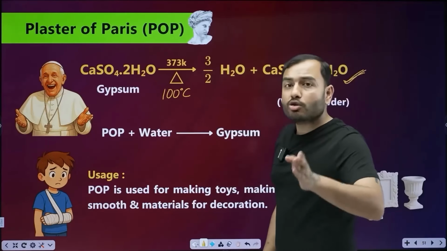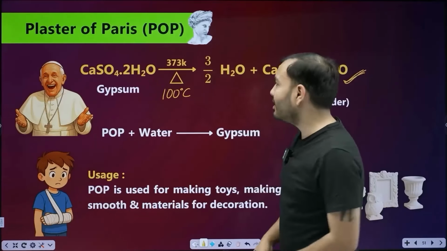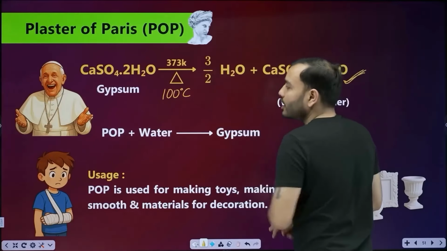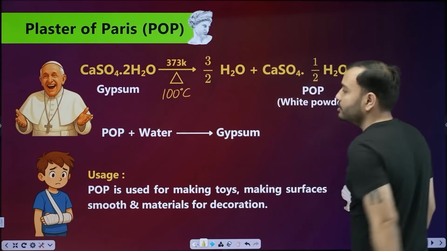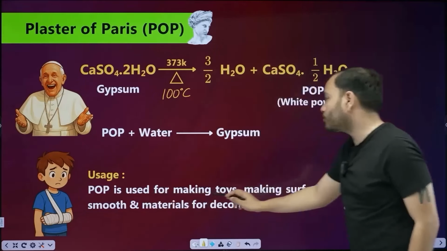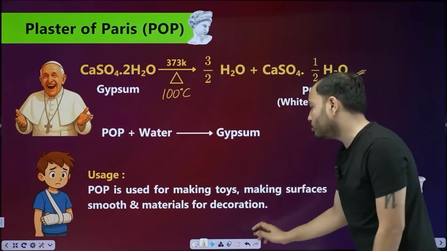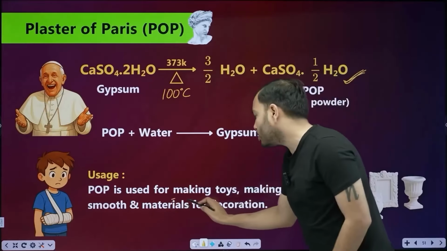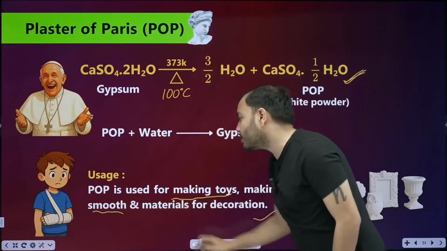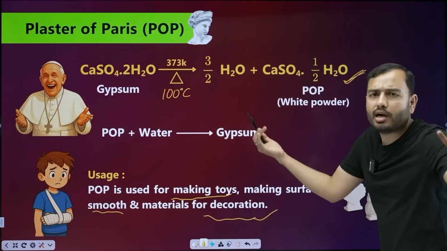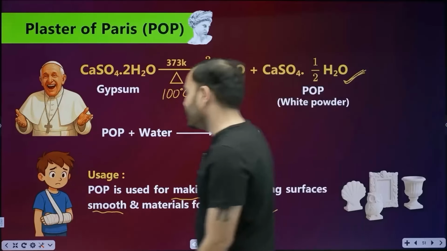Sometimes it asks how we make gypsum back from plaster of Paris. Simple, add water back to it. Add water to plaster of Paris and gypsum comes back. What is the usage? Plaster of Paris is used for making toys, making smooth surfaces, and as material for decoration. Will you remember? Acha, another thing it's used for, have you seen?